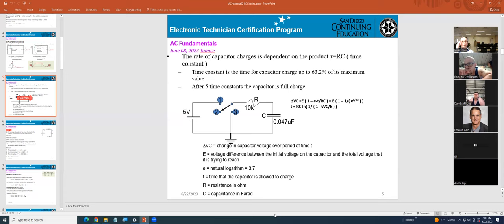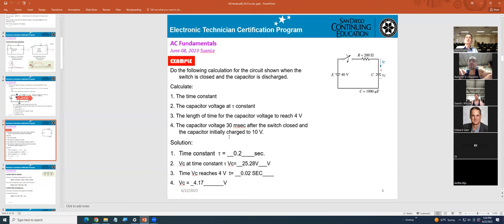This is the formula to calculate the voltage charging or discharging, delta VC, on the capacitor. They also give you the time, T, the time for charging or discharging. Now, look at the example here. Do the following calculation for the circuit shown when the switch is closed and the capacitor is discharging. They want to calculate the time constant. Go ahead and calculate the time constant to see if you can get 0.2 seconds or not.